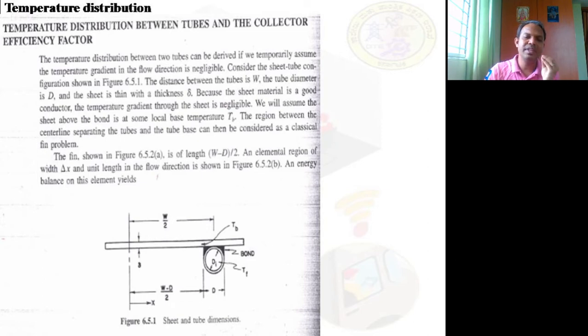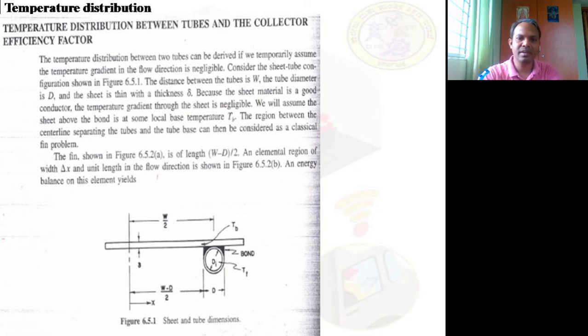Is it clear? So basically, a fin is an extended surface, or an extra protruded surface, which increases the surface available for heat transfer. That is what we call fins. So here we are just assuming a fin problem. The fin is shown in the figure. The length is W minus D divided by 2. An elemental region of width delta x and unit length in the flow direction is shown in the figure.